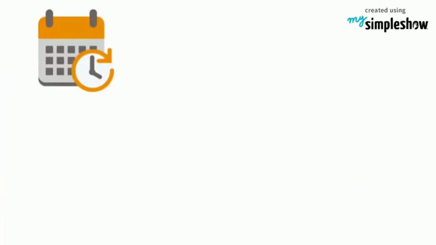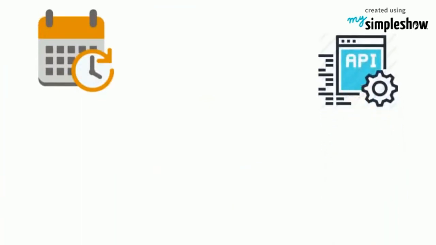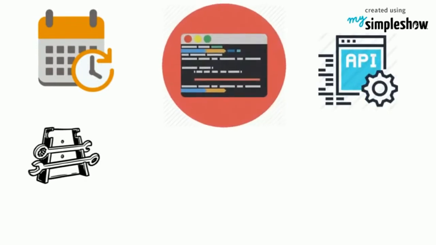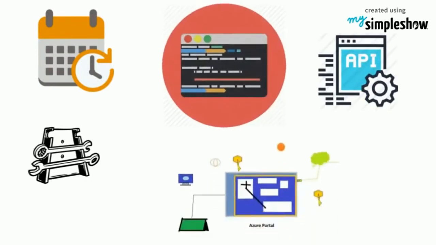There's no cluster or job scheduler software to install, manage, or scale. Instead, you use batch APIs and tools, command line scripts, or the Azure portal to configure, manage, and monitor your jobs.